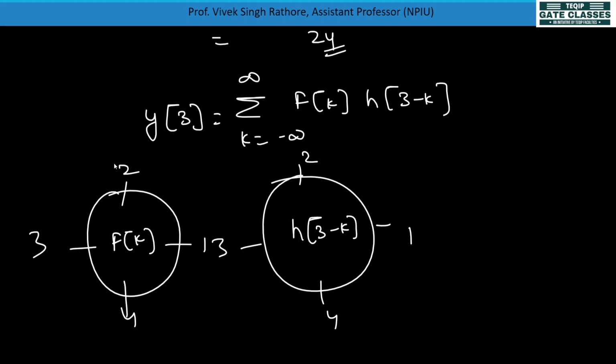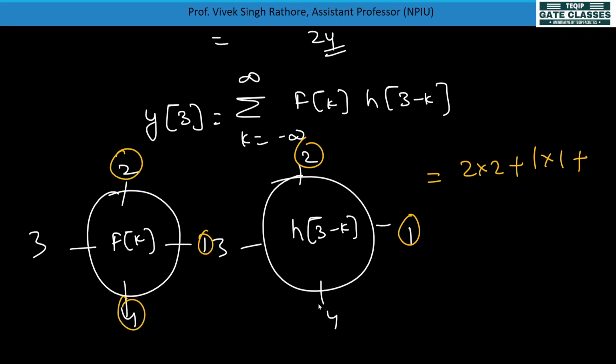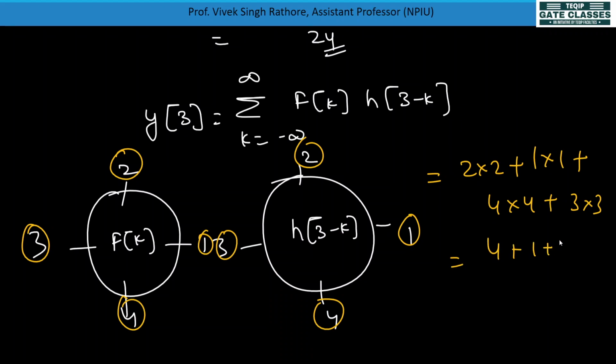And now see, you can just multiply all the values: 2 into 2 plus 1 into 1, plus 4 into 4, plus 3 into 3. So what will we get? 4 plus 1 plus 16 plus 9. So 4 plus 1 is 5, 5 plus 9 is 14, 14 plus 16 is 30. So ultimately we will get 30.